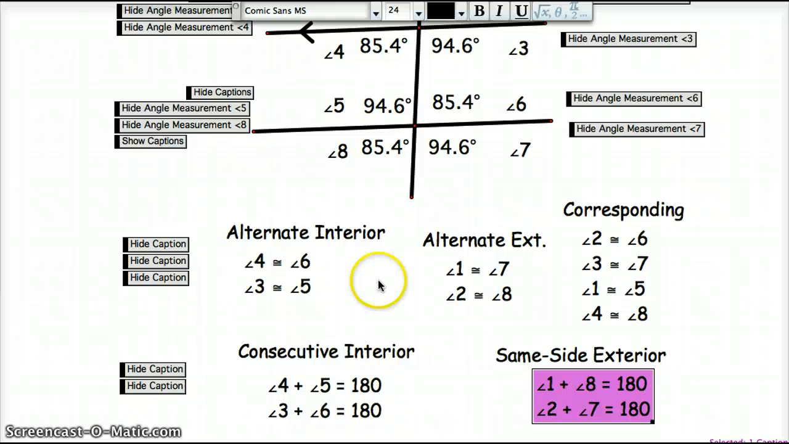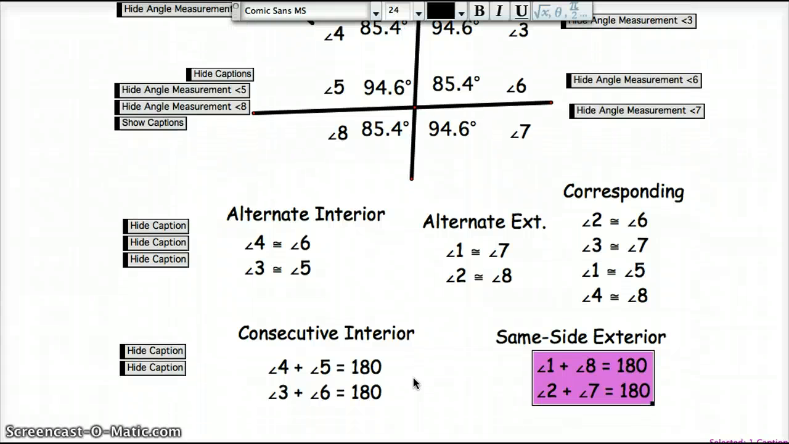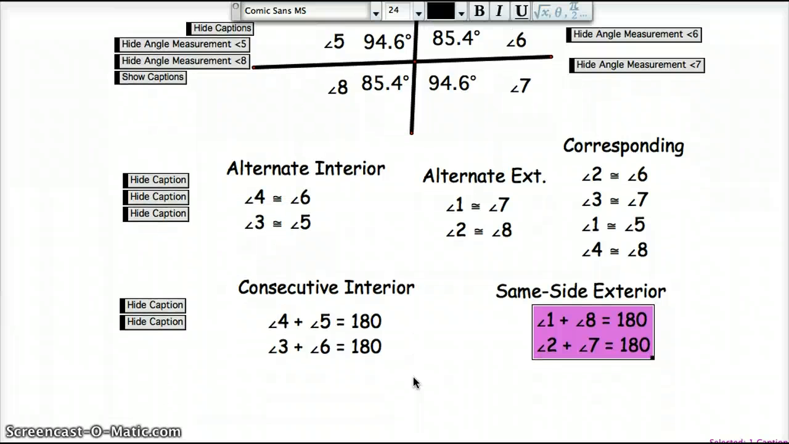So these three alternate, all of the other ones are congruent, including vertical angles. The only two that are supplementary, or add up or create linear pairs, are consecutive interior and same side exterior. Okay, make sure you have all this in your notes.